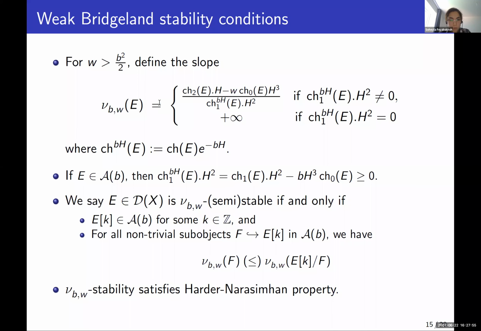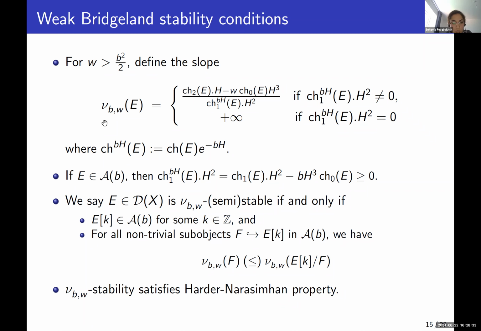So maybe I should say that the denominator and numerator here are basically the minus real and imaginary part of the central charge for a stability condition on surfaces, which was first introduced by Tom Bridgeland. Then I think it has been extended to other surfaces, and then by Bayer-Macrì-Toda, this notion of ν_{B,W} stability is defined on the category A_B for the case of threefolds.